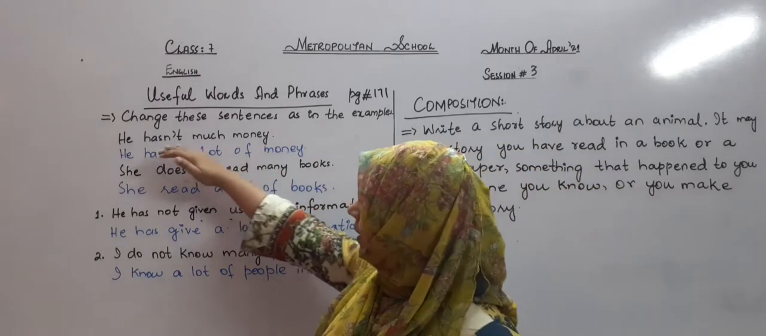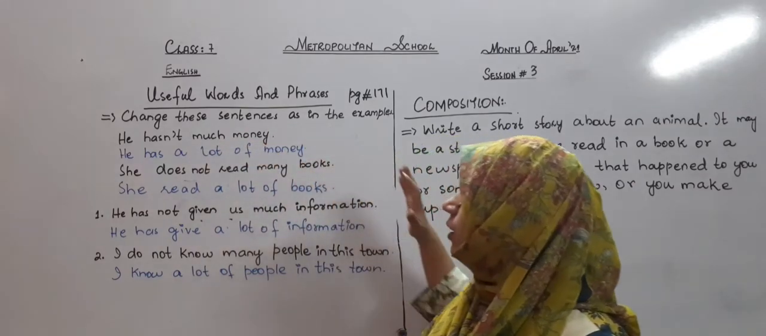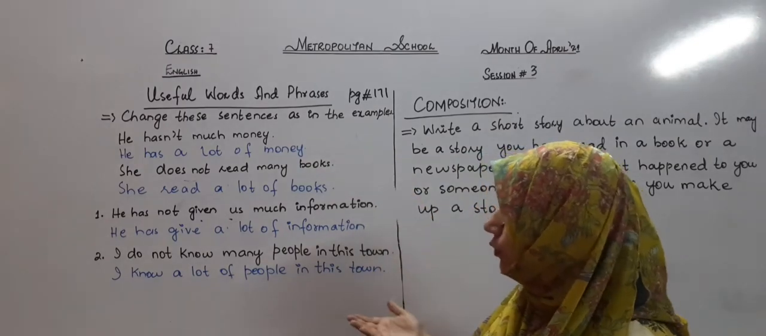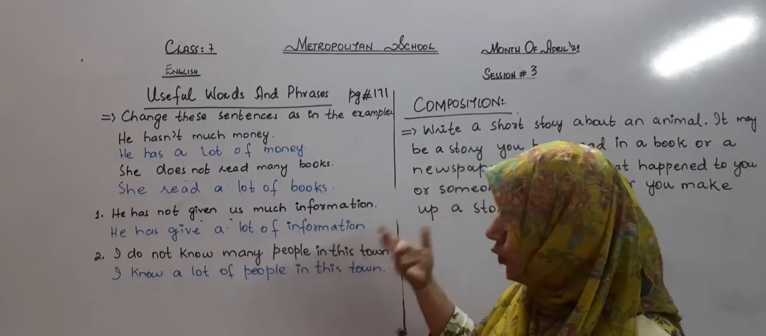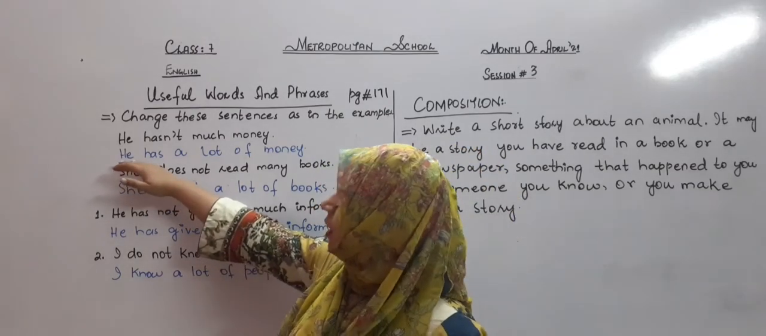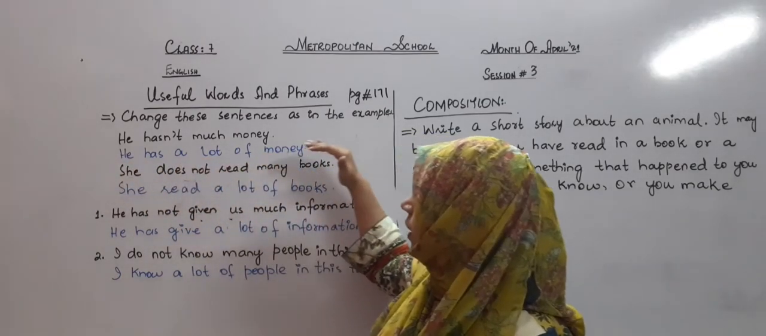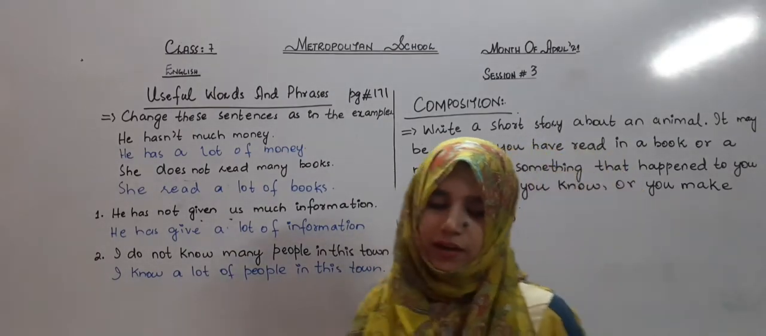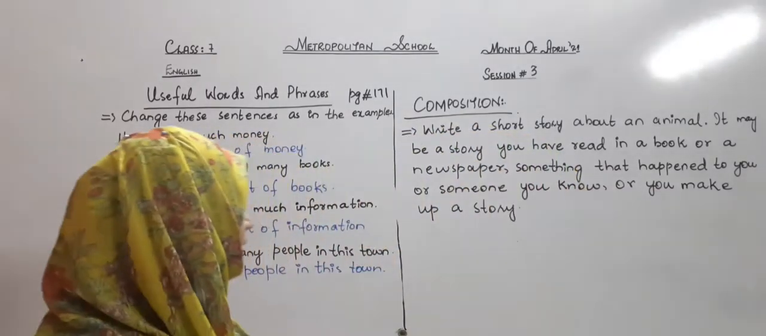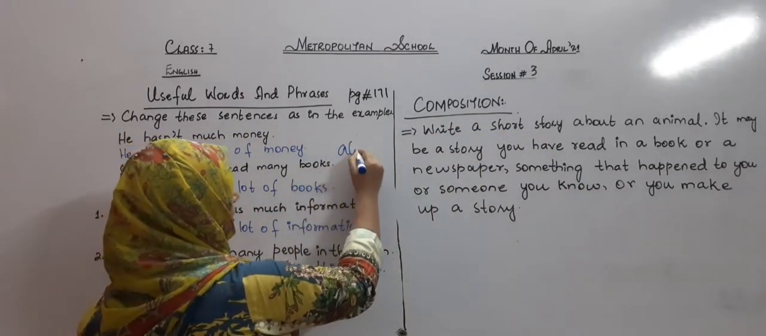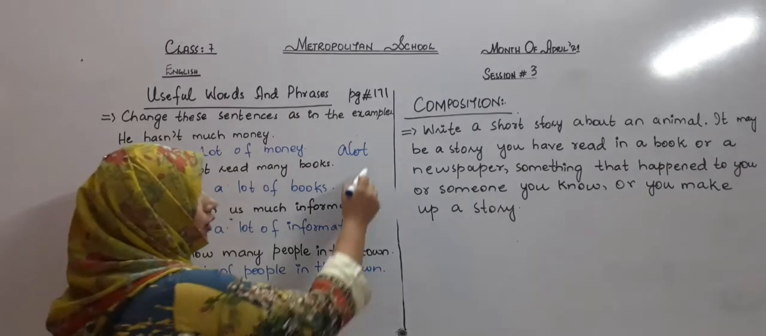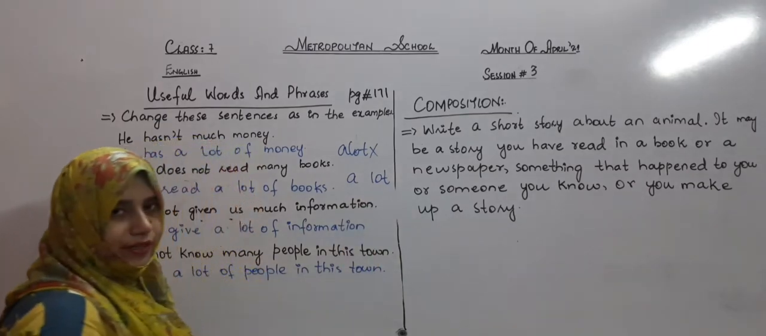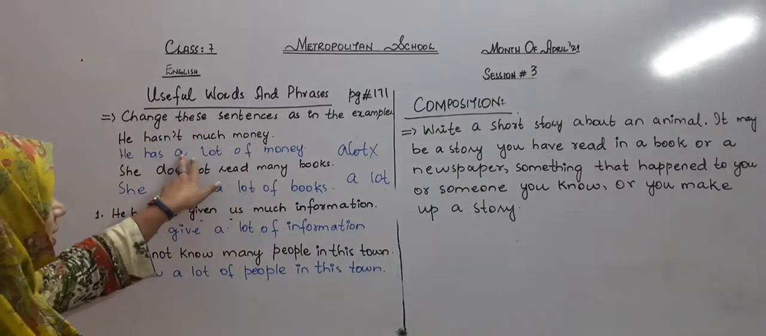So, he has not much money, right? This is a negative sentence basically, and you will have to make it affirmative. So you will have to write it as: he has a lot of money. Look my dear students, there is a confusion which we mostly make. We write "a lot" like this, which is the wrong way of writing it, right? A lot are two different words. You will have to write it with a gap.